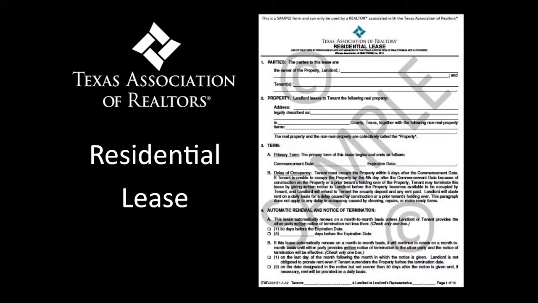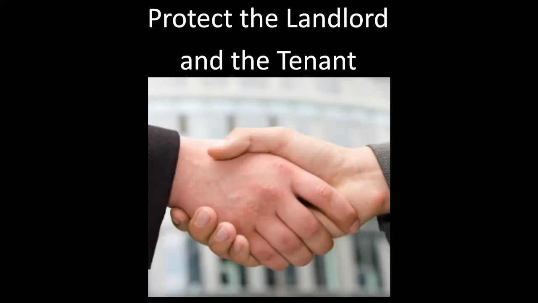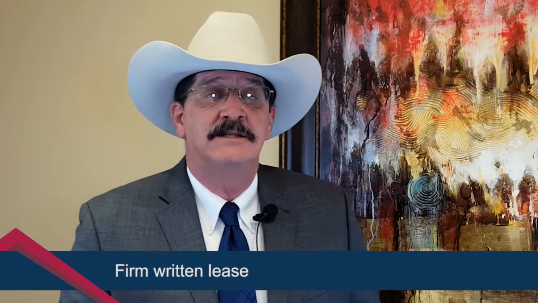Next point is always have a firm written lease. TAR leases are the leases that we use in the state of Texas. It's the Texas Association lease. Those have specific dates, specific times, specific details, and specific conditions. That protects both you as the landlord and your tenant. So always use a very specific lease, and we recommend the TAR lease.